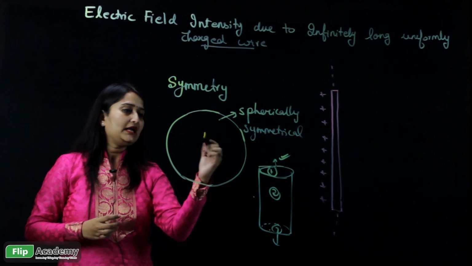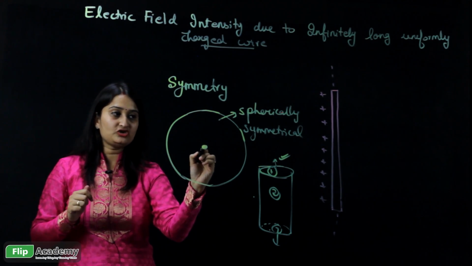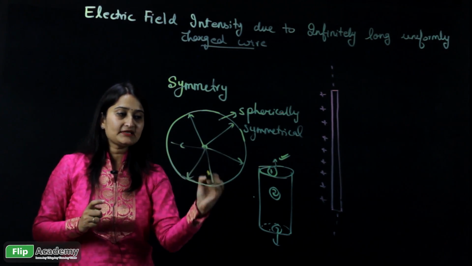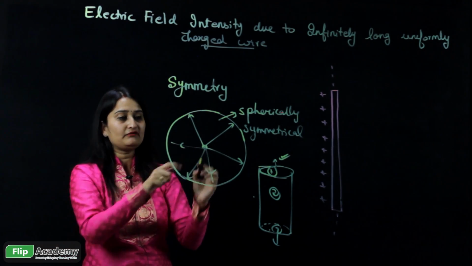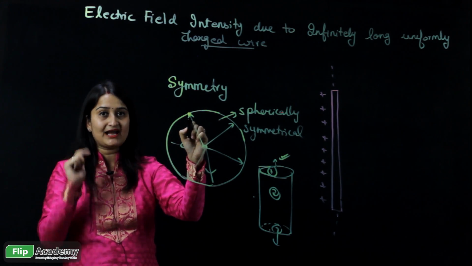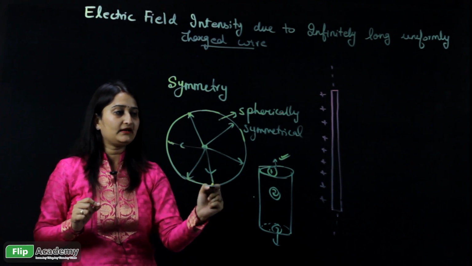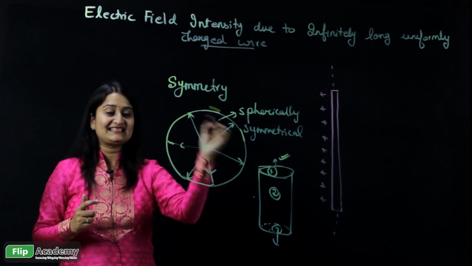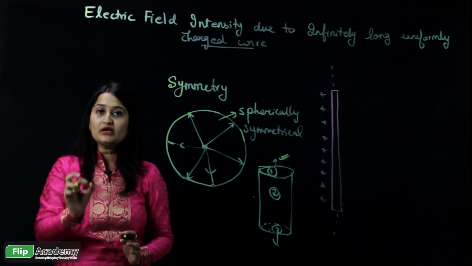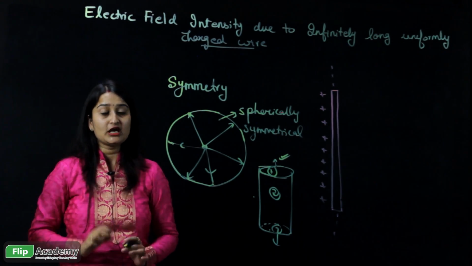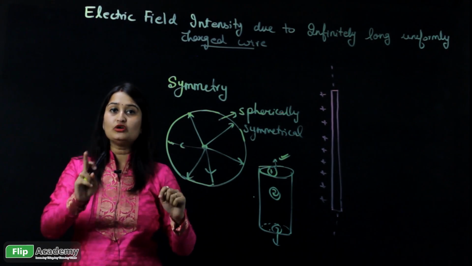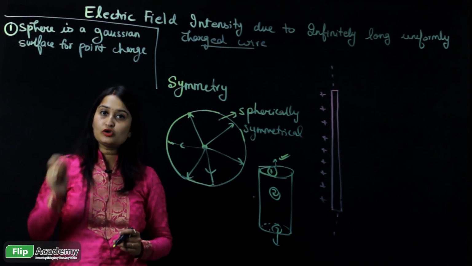Now take another example. If I consider a point charge, it directs the electric field in all directions. Now you can see, as the sphere is symmetrical at all points, the electric field intensity created by this point charge is also symmetrical at all points. Here you will find the same value of the electric field intensity. Here also the angle is the same. At every point of the sphere, the angle is the same. So we can say that the sphere is considered a Gaussian surface only for a point charge. This point is very important for you. Now let's move on to the second point.